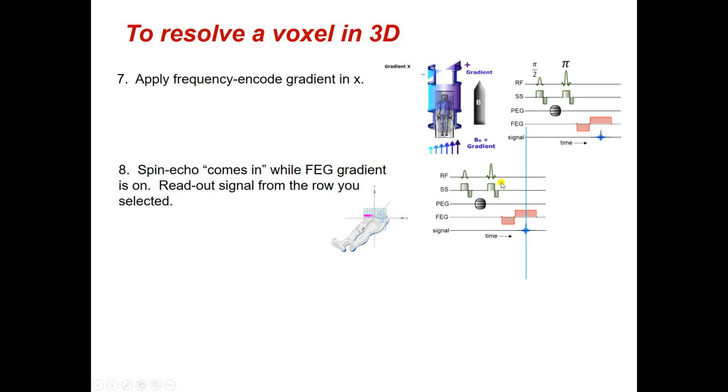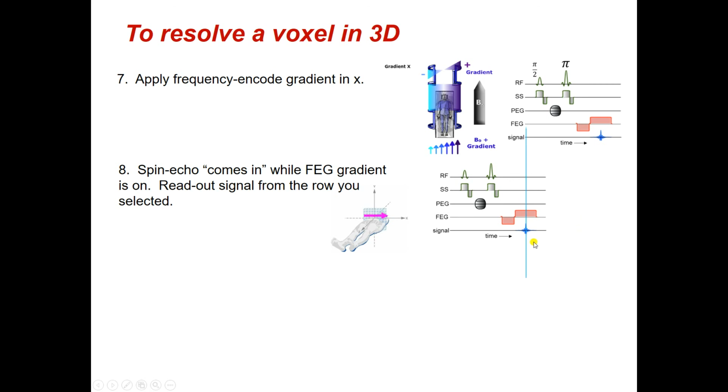So slice selection gradient selects the axial slice. Phase encode gradient tells you which row of that slice you're talking to. Frequency encode gradient, FEG, reads out the entire row. So another one of our rules of pulse sequences is that when this RF pulse comes in, the slice selection gradient has to be on. So when the slice selection gradient is on is when you're beaming in RF radiation. When you're measuring signal from the patient, frequency encode gradient has to be on.